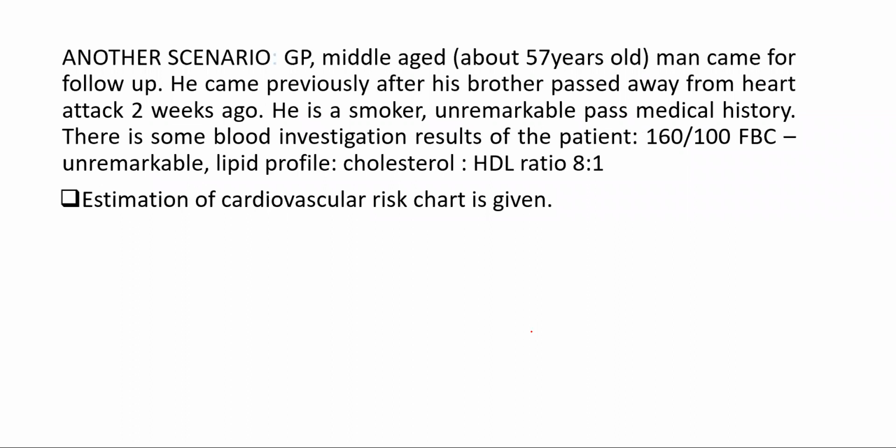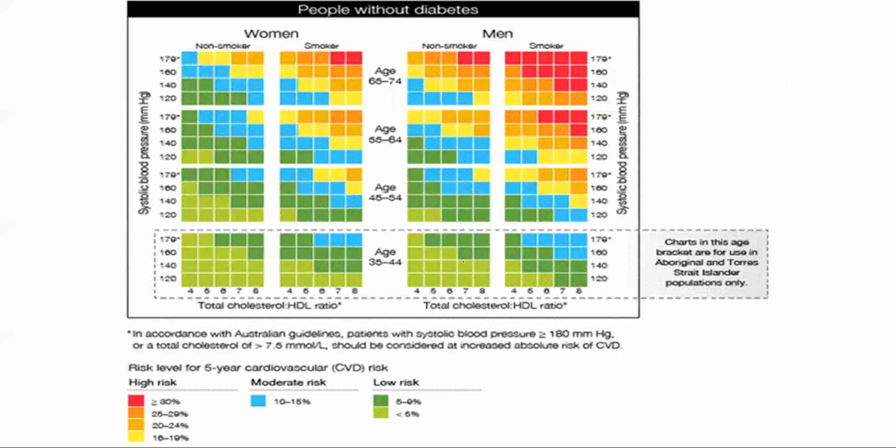Then there is another case, the same thing, but in that case, they will give you everything in the stem, like you are a GP, a 57-year-old man coming for a follow-up. He came previously after his brother passed away from heart attack 2 weeks ago. He's a smoker, and blood test shows 160/100 blood pressure. Lipid profile cholesterol shows 8:1 ratio. You have to estimate the cardiovascular risk to the patient.